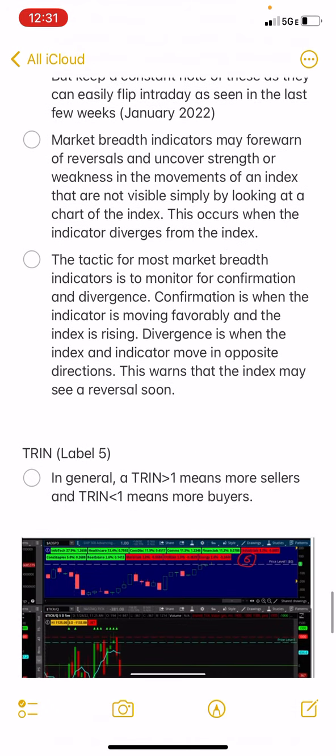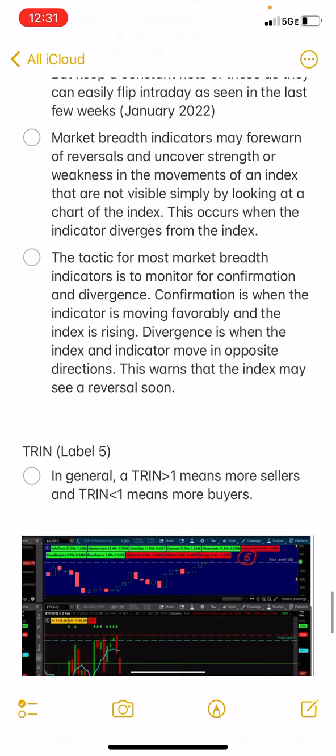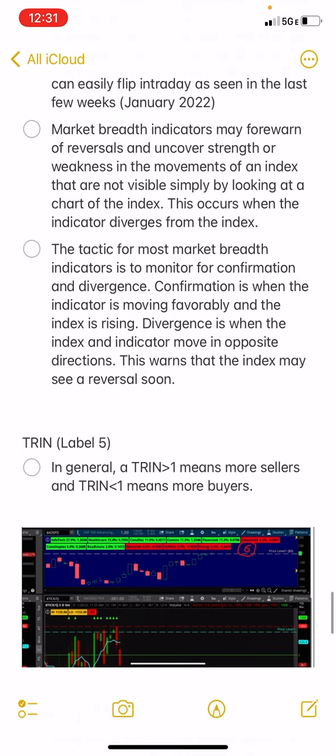Market breadth indicators may forewarn reversals and uncover strengths or weaknesses in the movements of an index that are not visible simply by looking at a chart of the index. This occurs when the indicator diverges from the index. So the tactic for most market breadth indicators is to monitor for confirmation and divergence, and that goes back to what I was saying earlier, right? Confirmation is when the indicator is moving favorably and the index is rising. Divergence would be if the index and indicator are moving in opposite directions. This warns that maybe a reversal might be happening soon.